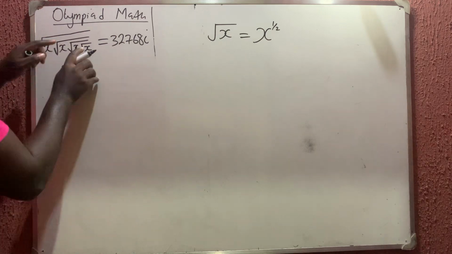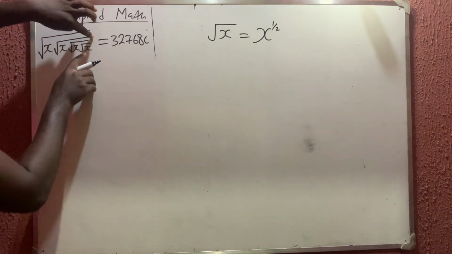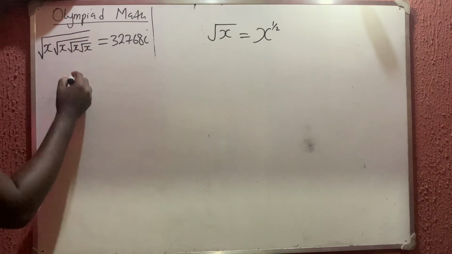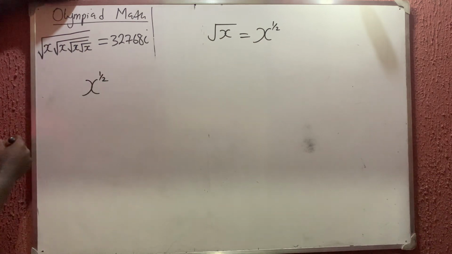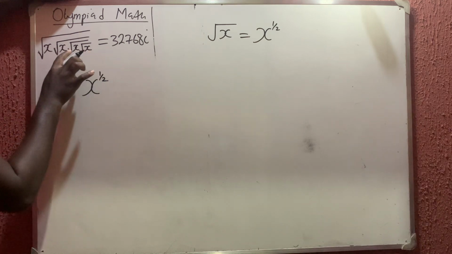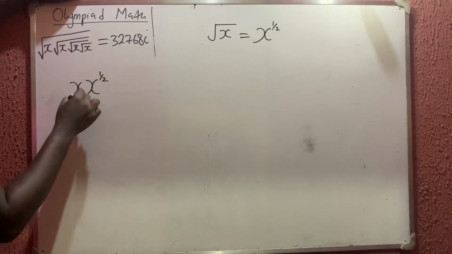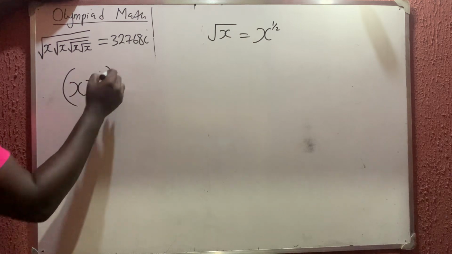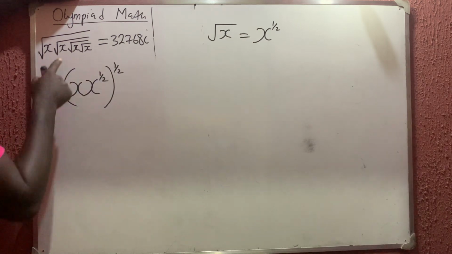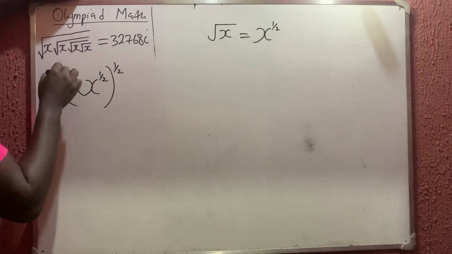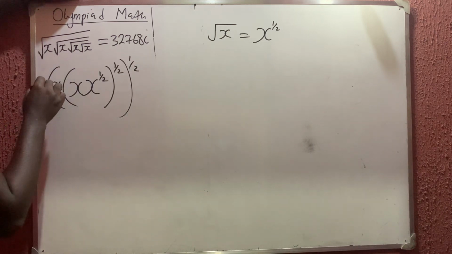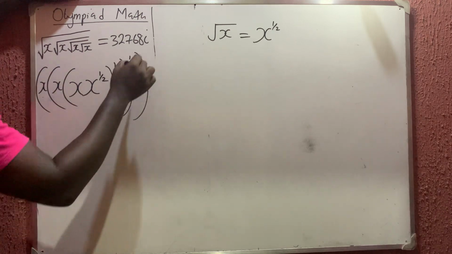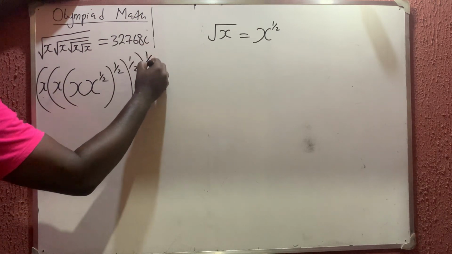Now, let's start from the one inside. This one inside means x raised to power what? 1 over 2, okay? This is for the first one. The second one means x, but it's covering the two of them, so they should be raised to power 1 over 2. Then the third one is another x, covering all of them, raised to power 1 over 2 again. Then finally, the last one is x, covering all of them, raised to power 1 over 2 again. Okay?